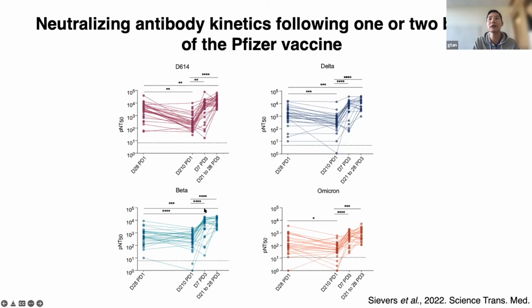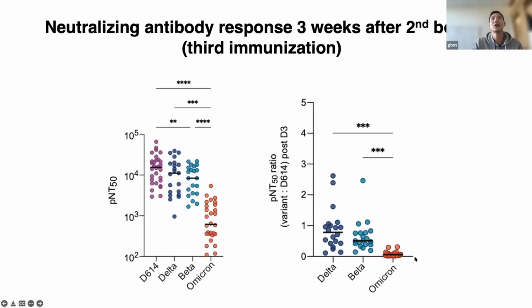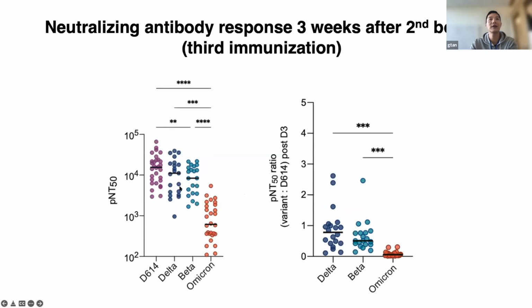And you can see that much more clearly in this graph. This is just an extrapolation of the neutralizing data that you saw in the previous slide. We see here that Omicron is much lower, as we all know, even after the boost. And this is 3 weeks after the second boost, so the third immunization. So essentially what happens is that you have a waning of your response even against beta. This is 1 week after the third immunization, and you have Delta and Beta going down, and then Omicron going down.